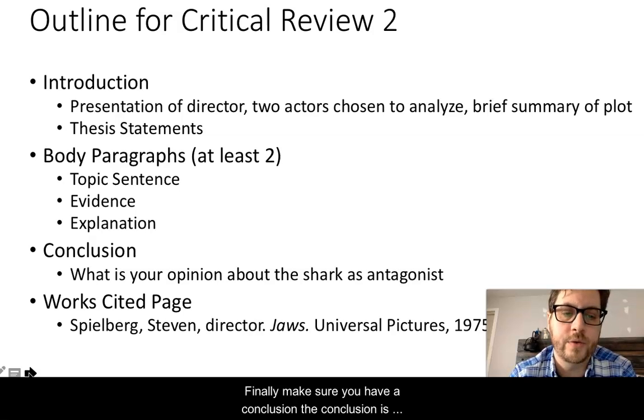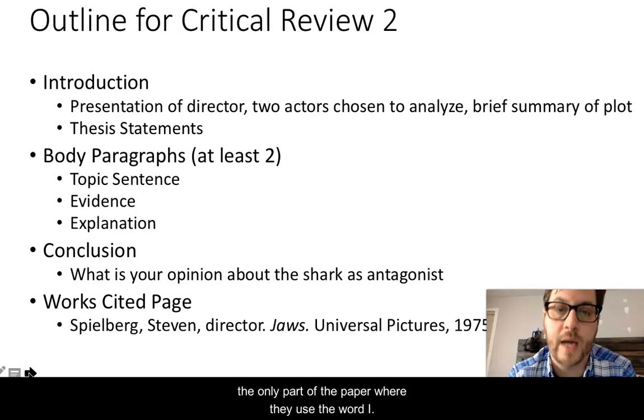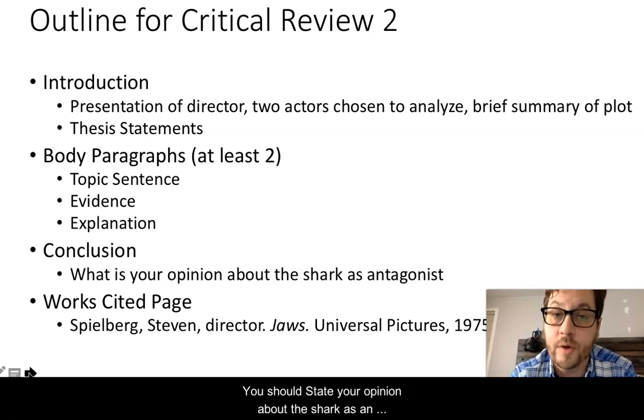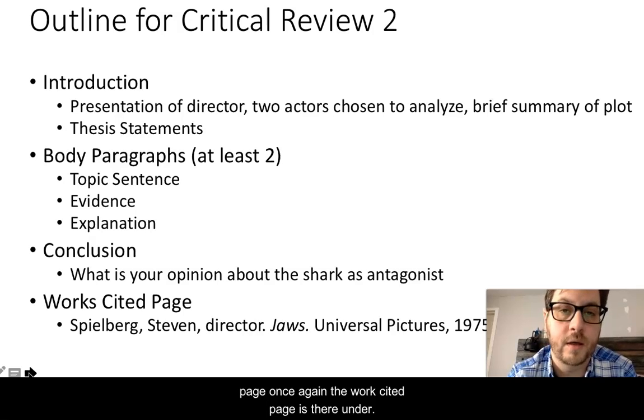Finally, make sure you have a conclusion. The conclusion is the only part of the paper where we use the word I, and it should state your opinion about the shark as an antagonist. And finally, make sure you have a works cited page. Once again, the works cited page is there underneath.